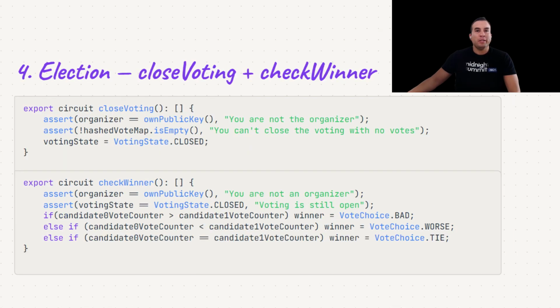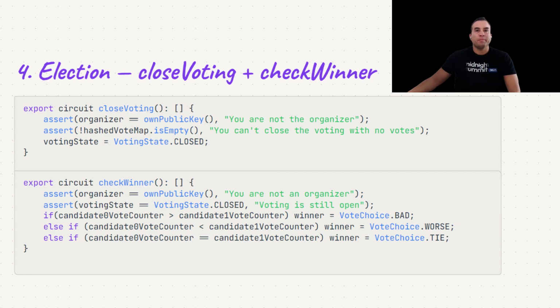2. Admin circuits. Close voting. Organizer confirms voting is done. Check you are the owner. Check there's at least one commit. No point closing an empty vote. Flip the state back to closed. From this moment on, voters can reveal.